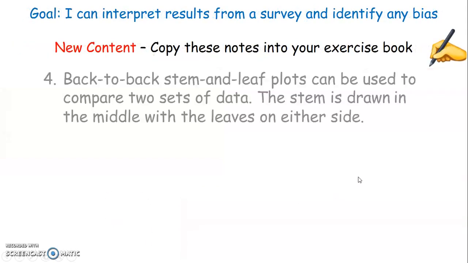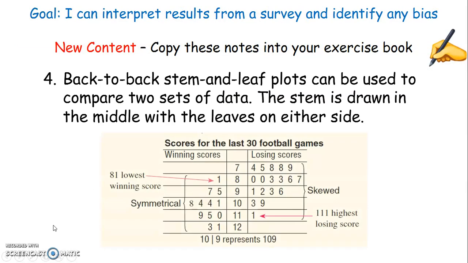Now also, we can use a back-to-back stem and leaf plot to compare two sets of data. Okay. So what we have is the stem in the middle, and then you have the leaves on either side. Now, when we compare data, there are a few things that we can talk about. We can talk about the lowest on each side. So on the left-hand side here, 81 is the lowest number. On the right-hand side, we can say that 74 is the lowest.